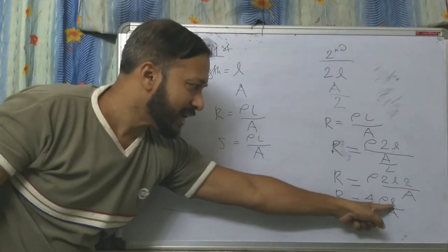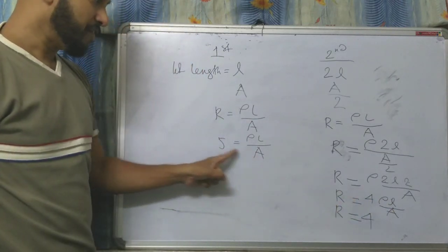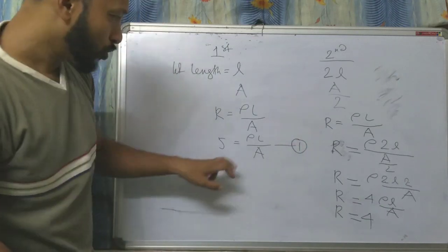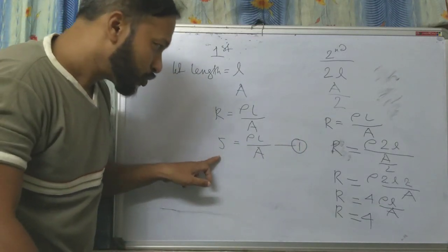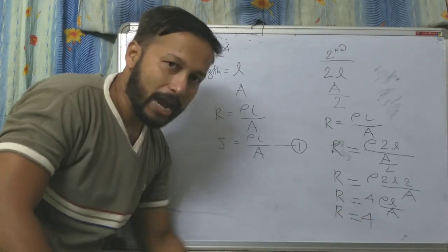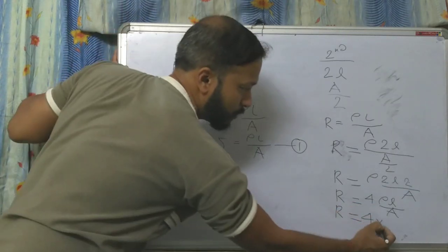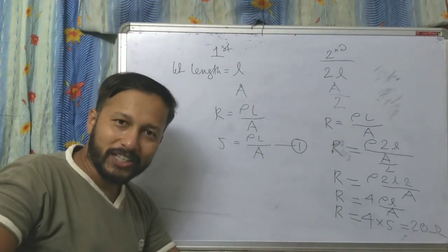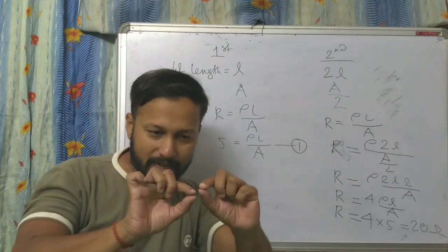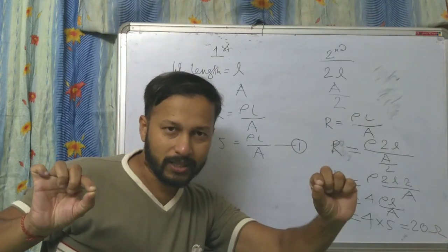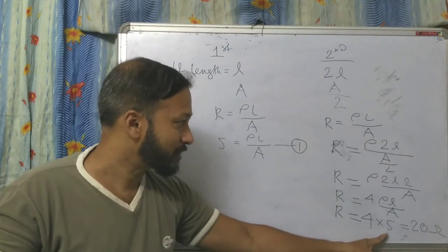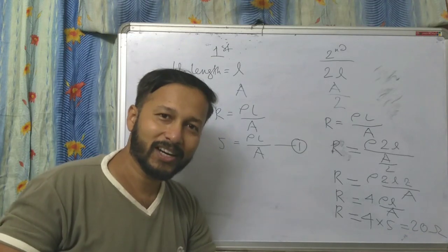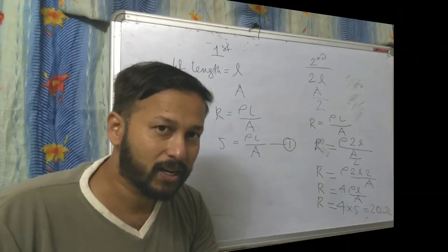Now what is rho L by A? Rho L by A means 5, from equation number 1. So instead of rho L by A, I will write 4 into 5 equal to 20 ohm. Got it? So when you make the length double, the resistance becomes 4 times. It was 5 ohm, now it is 20 ohm. Understood? Let us see another numerical.